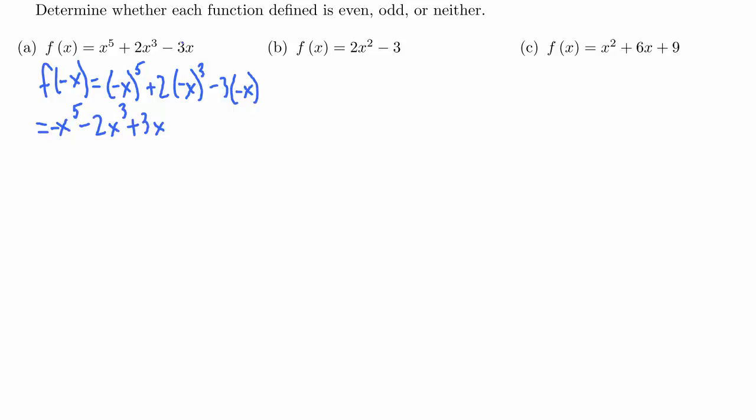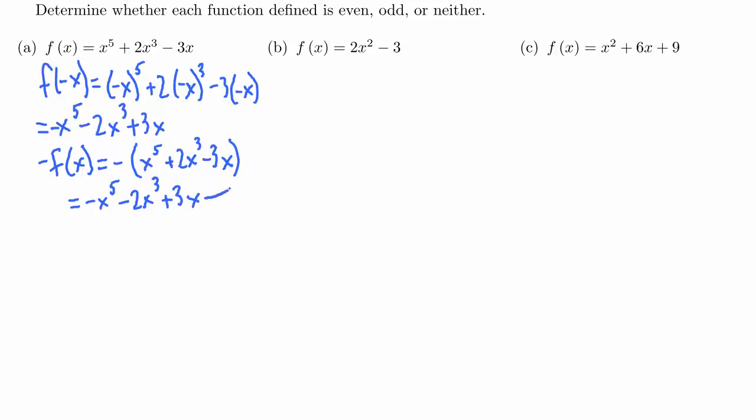Now notice that this and this are not the same functions. Therefore, this is not even. So this and this tell me it's not even. So I need to look at negative f of x. That's negative of the entire original function, x to the fifth plus 2x cubed minus 3x. Distributing the negative sign, that gives me negative x to the fifth minus 2x cubed plus 3x. Now notice that this and this are the same.